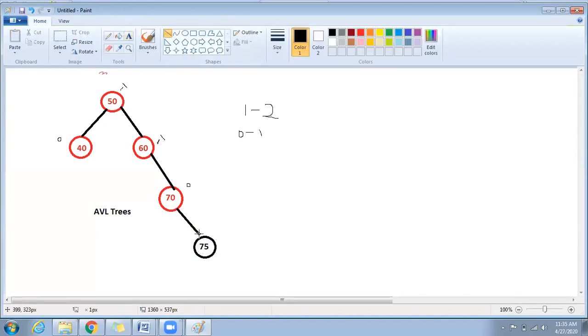What about the height of 75? 0. Very good. What about the height of 70? -1. And what about the height of 60? -2. Very good. What about the height of 50? -2, ma'am. Here 1 minus 3 is -2.